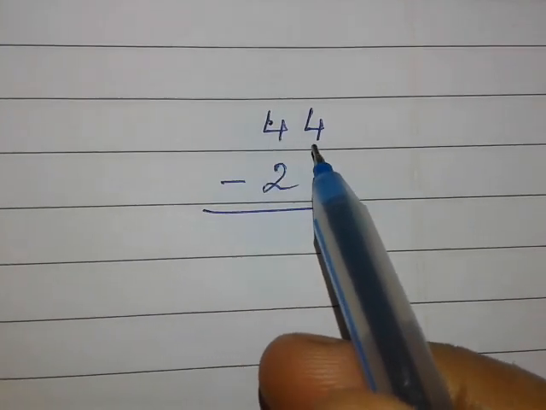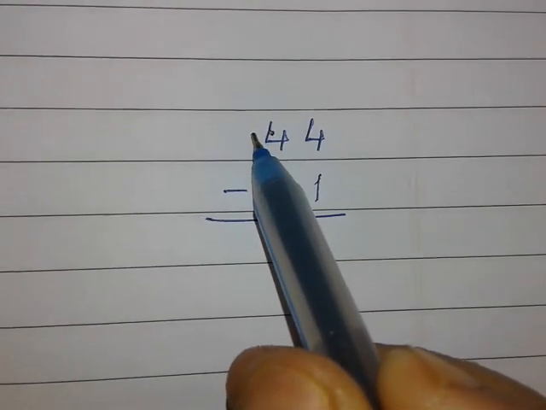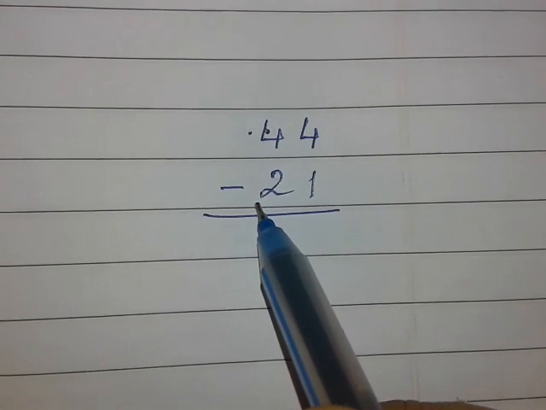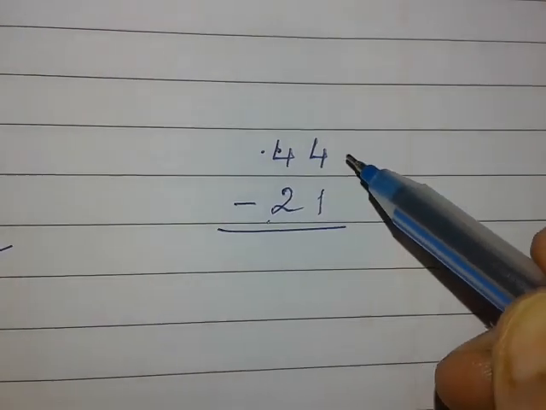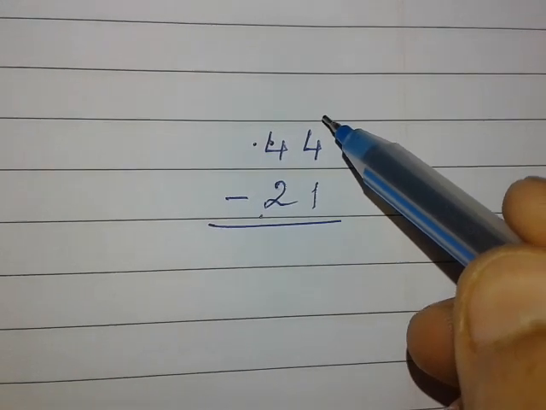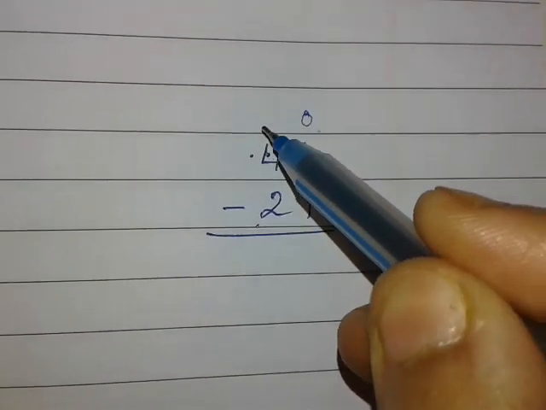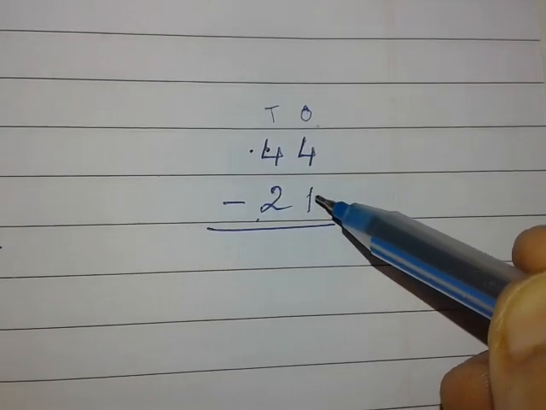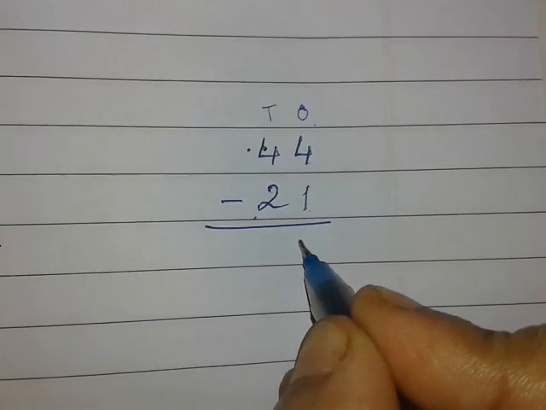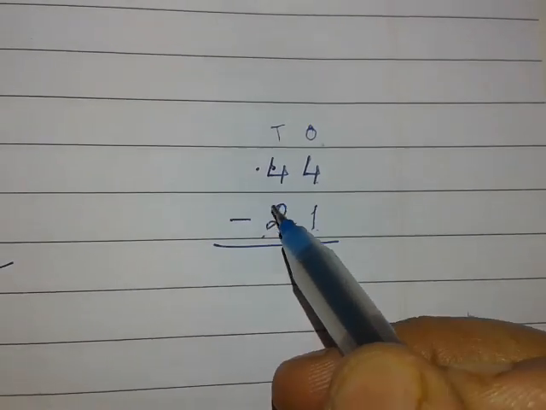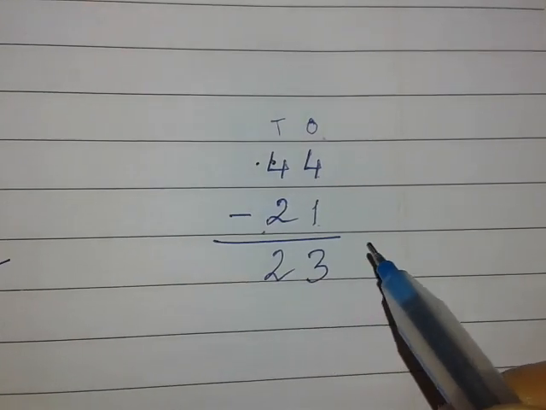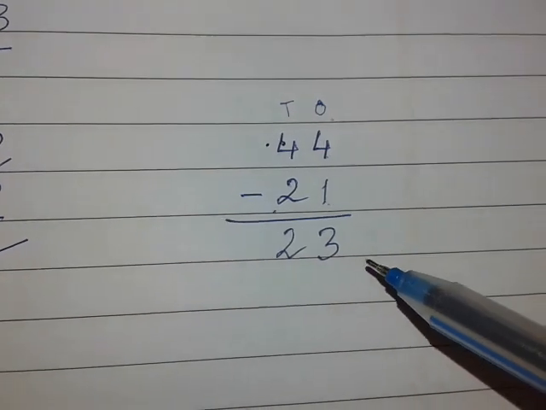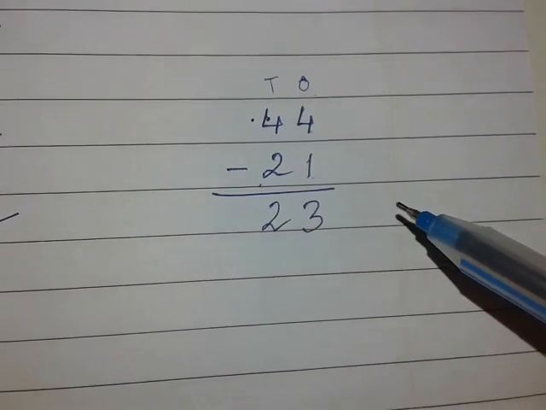For example, say 44 minus 21. 44 is a bigger number and 21 is smaller than 44. So let's start subtracting. Subtraction also starts from the ones digit. This is the ones column and this is the tens column. Subtraction will also start from this right hand column, the ones column. So 4 minus 1 is 3 and 4 minus 2 is 2. These are simple subtractions. You have done this in your earlier classes, so there is nothing new in this.